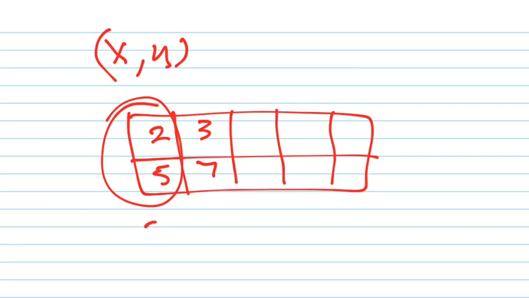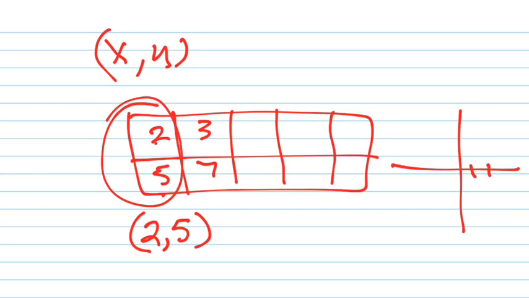Would 2 be the x? 2 is the x, 5 is the y, right. So that's to the right 2 and then up 5. Right? Remember when you're plotting on the Cartesian plane? So to the right 2 and up 5. Okay?